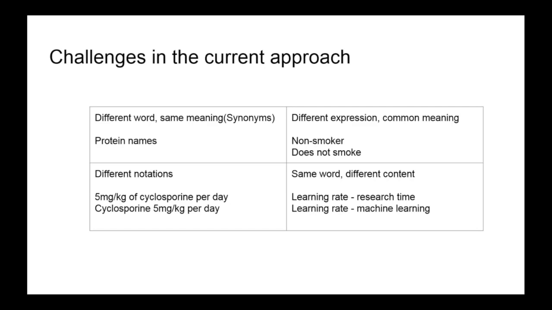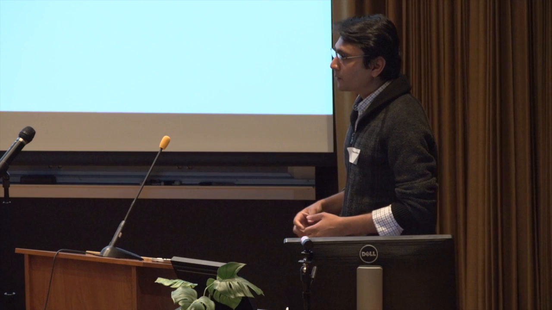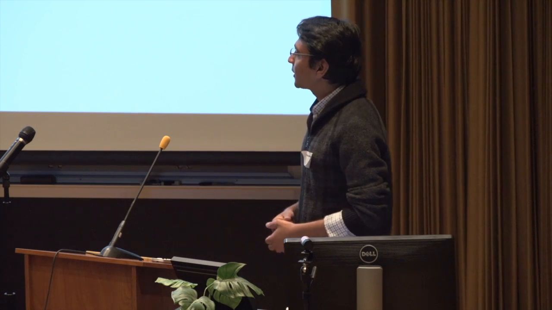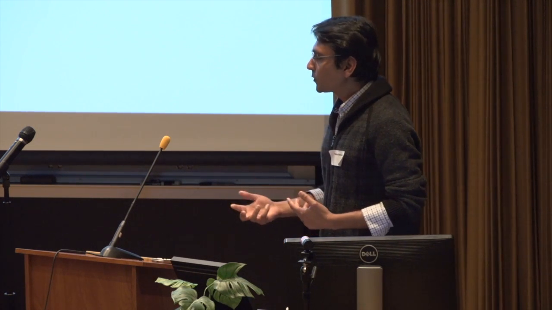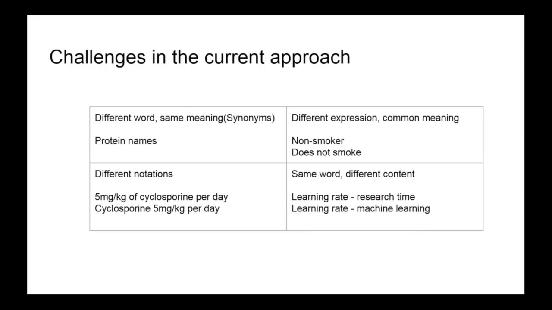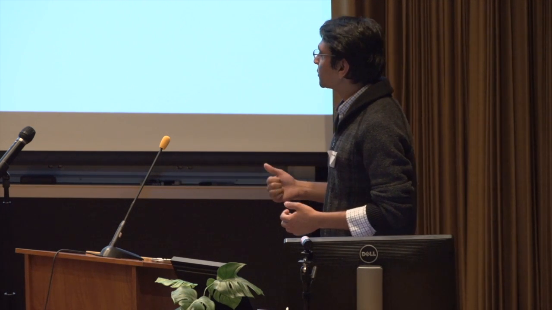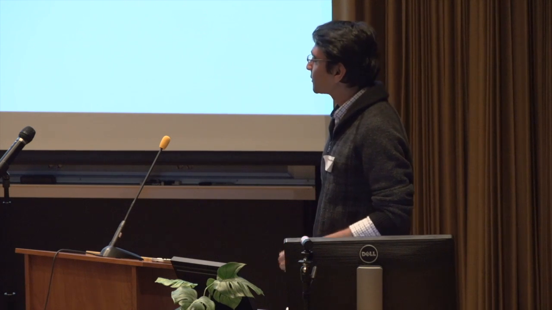Notations also make it very difficult for the computers to figure out what is the meaning of the entity. If I just change the position of my quantity in the example, it becomes a different entity for the program. And on the contrary, two same words in different contexts might have completely different meaning, but computers see them as the same thing. So, for example, learning rate is a standard term used in research where we say what is the rate of the learning for any discipline, whereas in machine learning we use it as a step function.